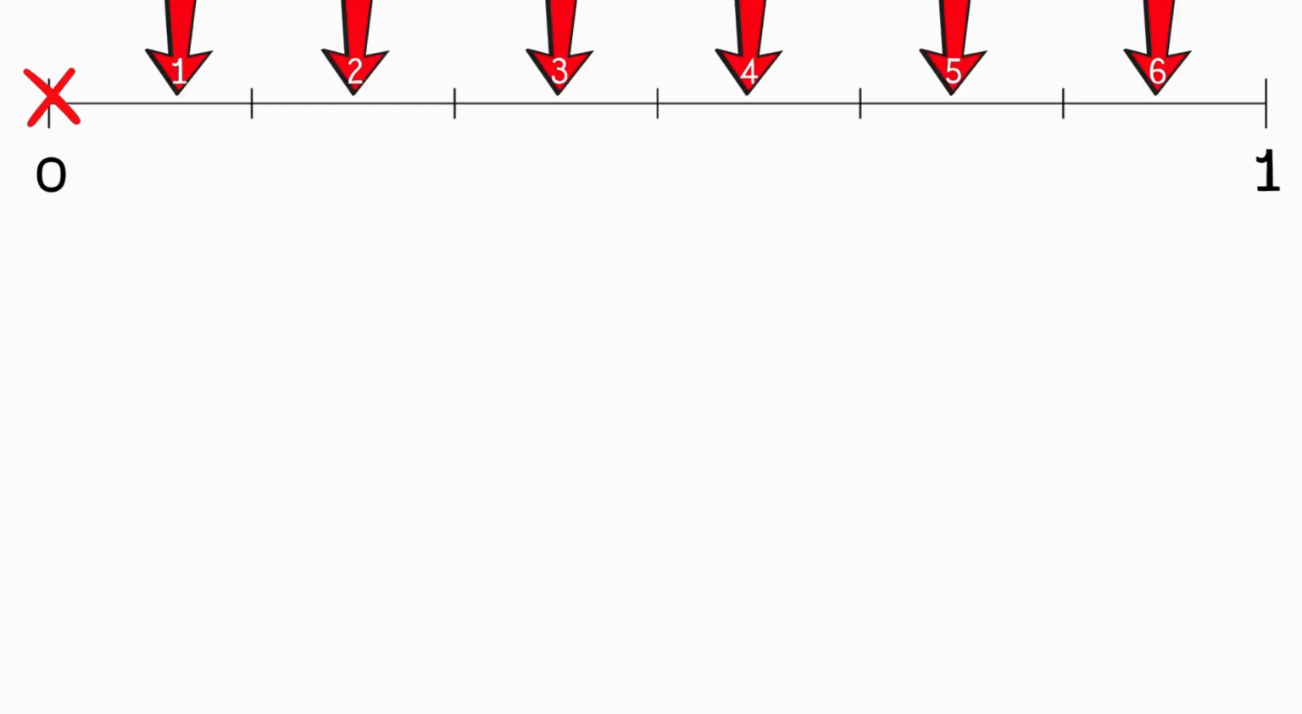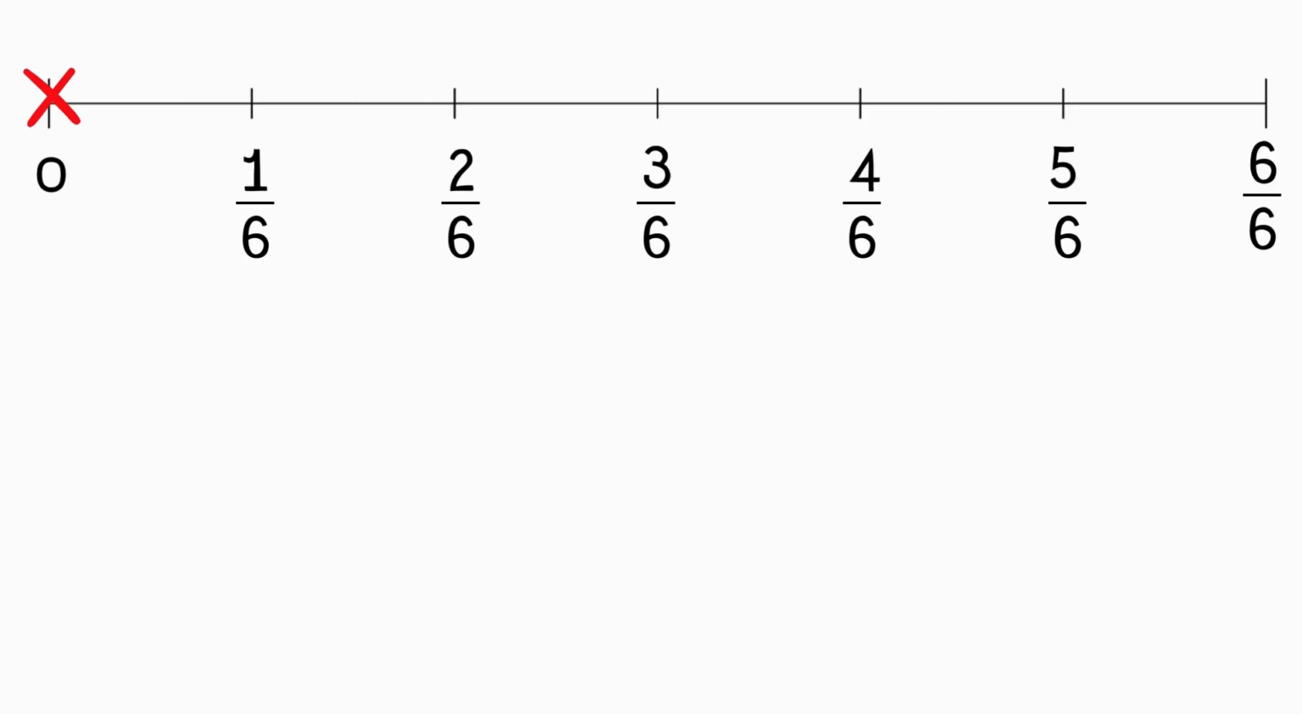Look at this number line. How many equal parts is the whole divided into? Remember, don't start counting at the first tick mark. Count the spaces. There are 6 equal parts, so the denominator is 6. Did you get that? This number line is divided into sixths. And remember, 6/6 is equal to 1 whole.